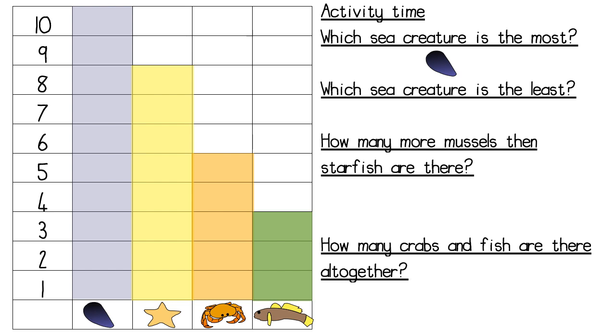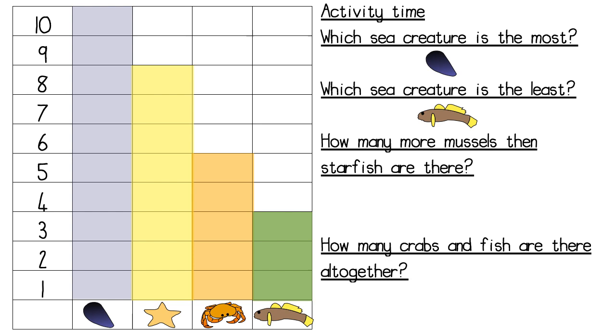Our second question is, which sea creature is the least? Which one has the least amount of blocks colored in? Do you know the answer? It is the fish.